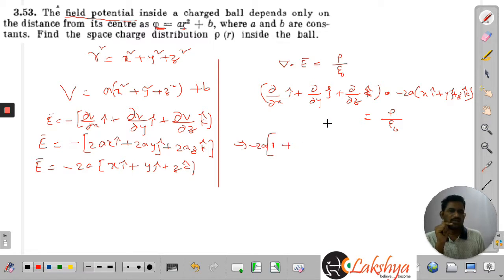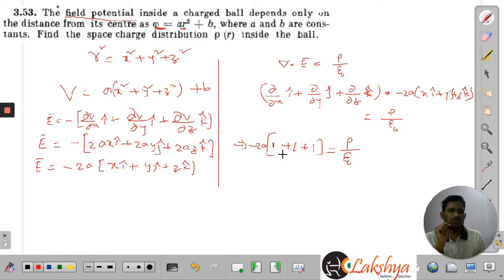So then 1 plus, similarly here dou y by dou y you will get, right? If you do the dot product of this j component, the differentiation is also 1. Plus similarly the z component. Here the differentiation of z with respect to z is 1. So that is also 1. So this is equal to rho by epsilon naught.